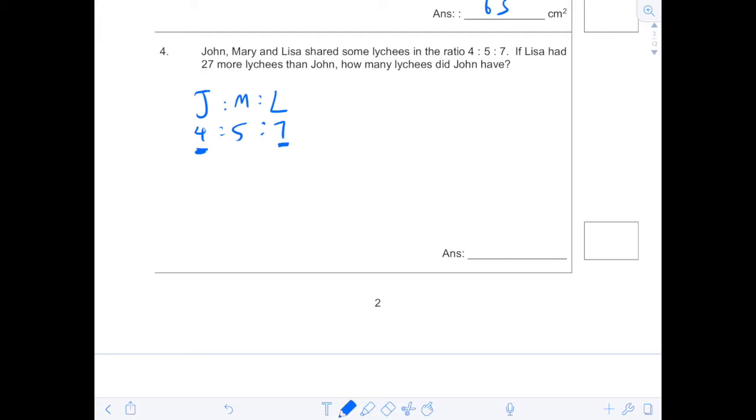If Lisa had 27 more lychees than John, this would be the difference. So you're going to take 7 minus 4 as the difference between these two. You get 3, and from here 3 units will be equal to 27. 1 unit, you divide by 3, you get 9. So how many lychees did John get? John has 4 units, so 4 units will therefore be equal to 36.